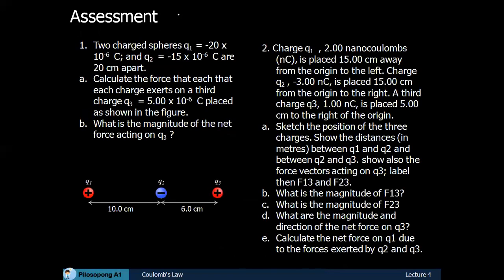So these two are for you. You may pause this video and copy the questions on your paper. You just need one paper to answer these two problems. For number 1, the figure is given already. For number 2, you need to provide it as specified in letter A.